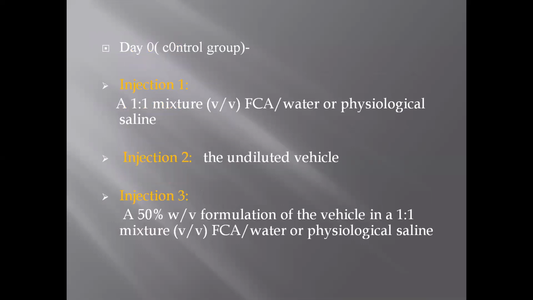Now coming to the control group. So here also 3 pairs of injections are given. The injections of 0.1 ml volume are given in the same site as in the treated animals, that means in the shoulder region. And here injection 1 is the 1:1 mixture of FCA and water or physiological saline. Then injection 2 is the undiluted vehicle, and injection 3 is a 50% weight by volume formulation of the vehicle in a 1:1 mixture of FCA and water or physiological saline.